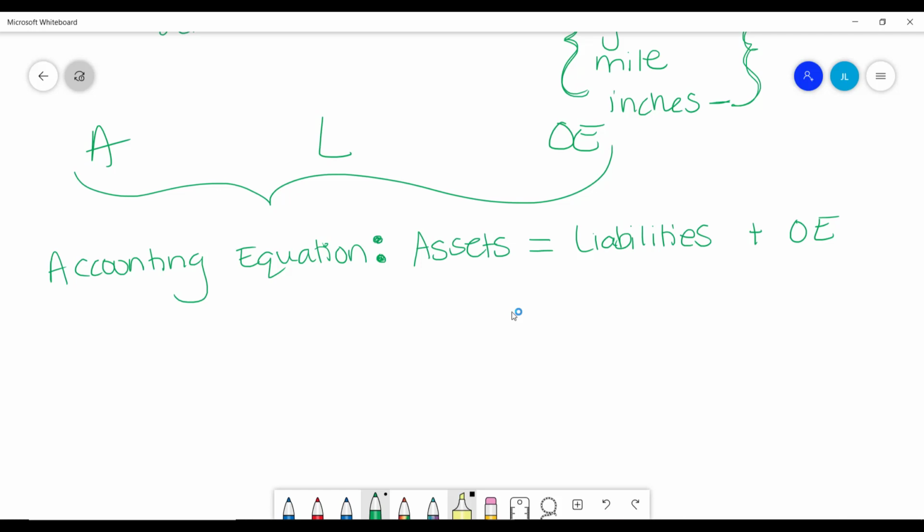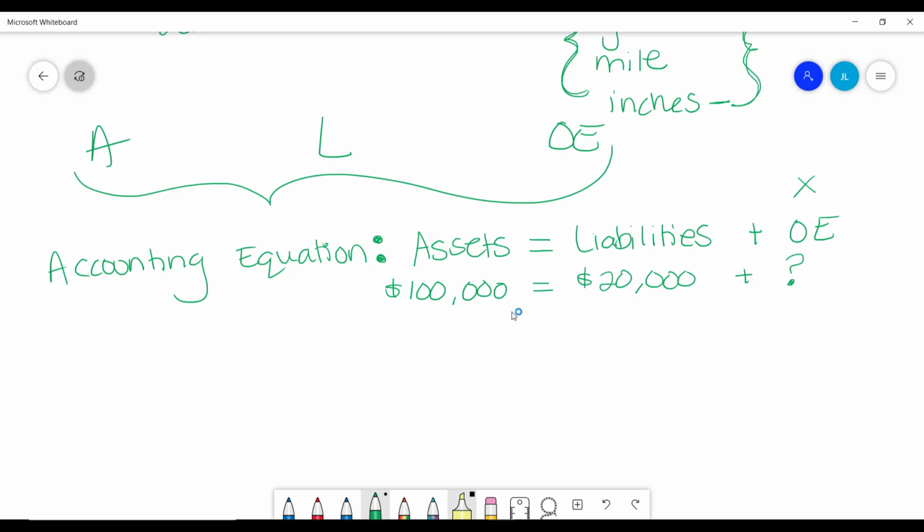Okay? But one example would be, let's say my asset balance is $100,000. Okay? And let's say my liabilities balance is $20,000. Can I figure out how much the owner's equity of the business has to be? Of course I can, right? You're solving for X if we want to look at this from an algebraic perspective, right?